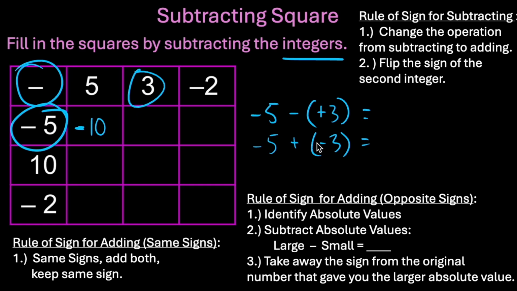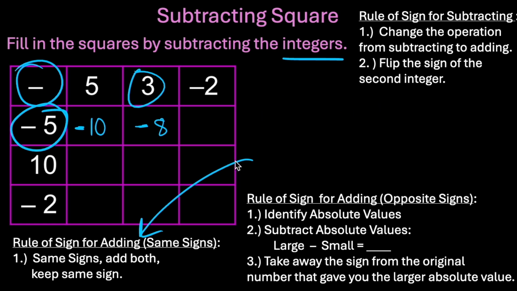Cool, right? So both numbers have the same sign, and we're using the rule of sign for adding same sign. So 5 plus 3 gives us 8, and then we keep the same sign. So the answer is -8, because we're adding two numbers with the same sign. We just add both and keep the same sign. Simple.